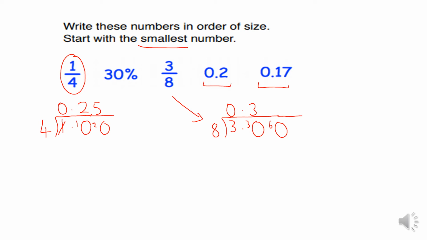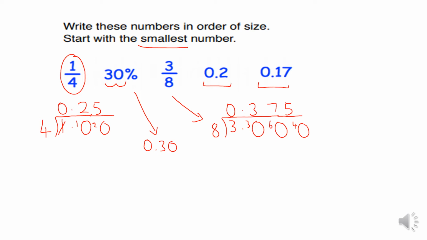How many 8s go into 60? 8 times 7 is 56, and we've got 4 left over, so we put another 0, and 8 into 40 is 5, so the answer is 0.375. Just got this percentage left here. How do we convert a percentage into a decimal? What you would do is divide that by 100. So I'm just going to go back 2 decimal places, 1, 2, and my answer should be 0.30.